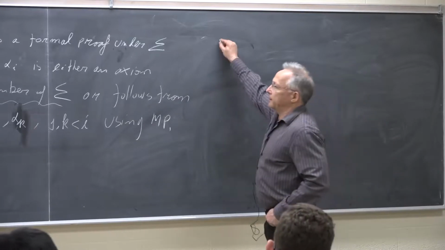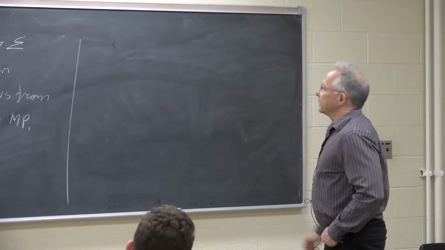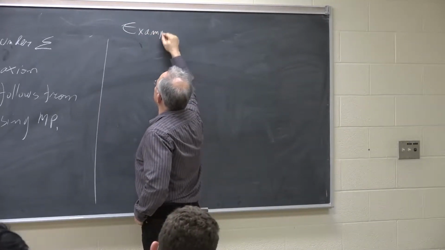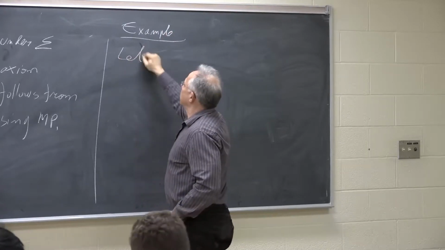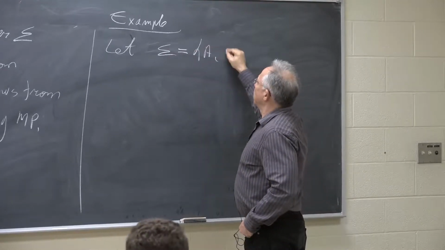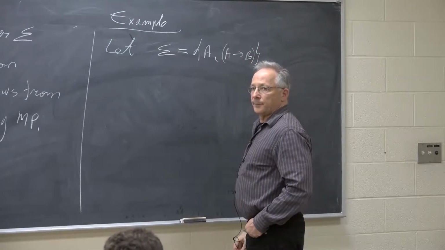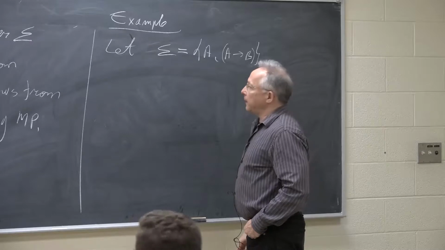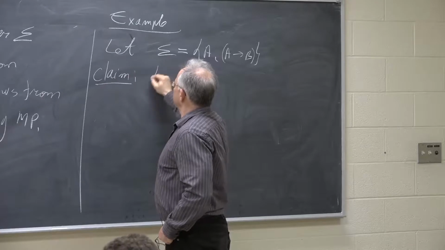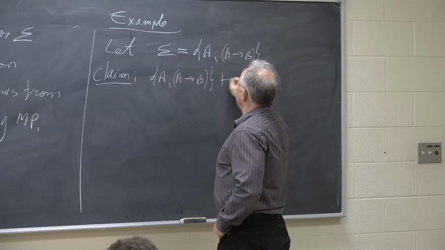So let me show you the first simple example of such a proof. The first examples are very simple. So let us look at some examples. Let sigma be A and A arrows B. Then I claim that based on these assumptions, from A and A arrows B, I can prove B.